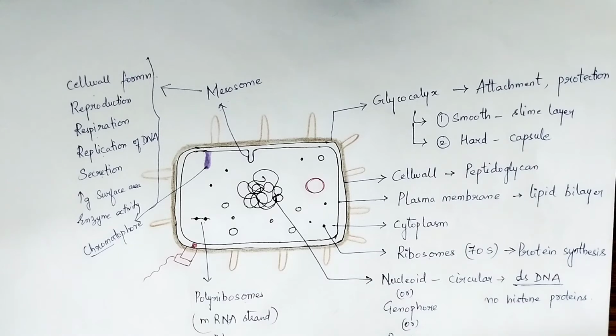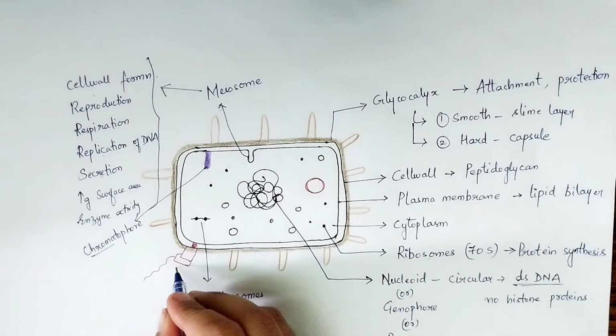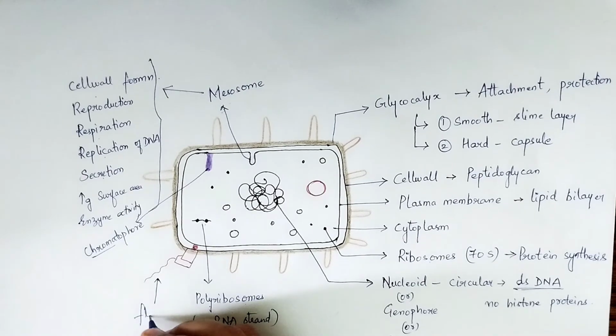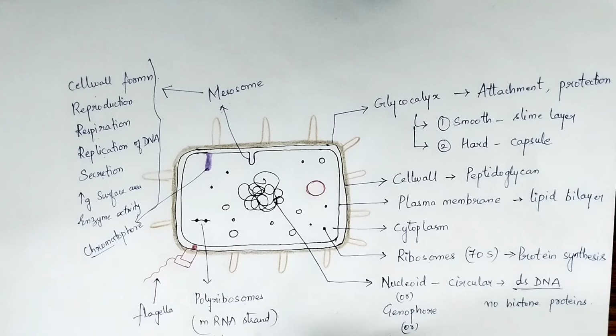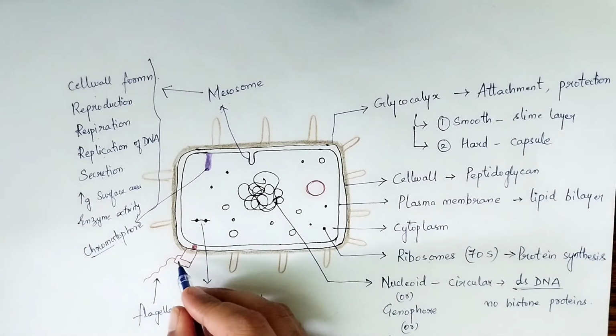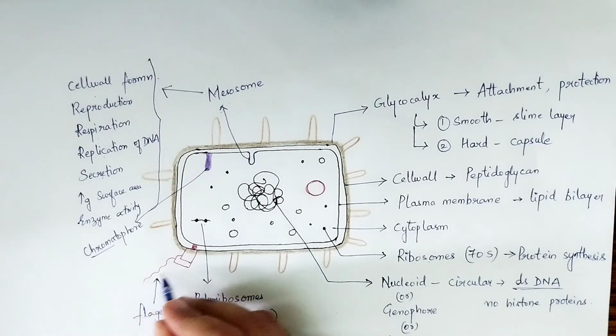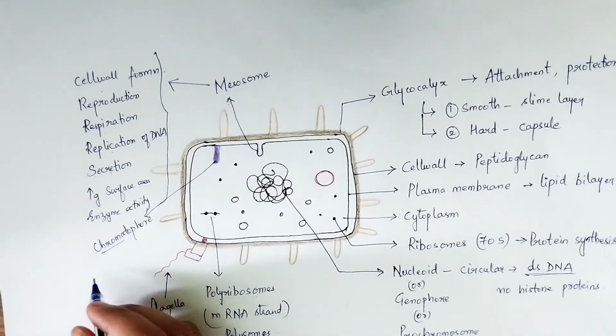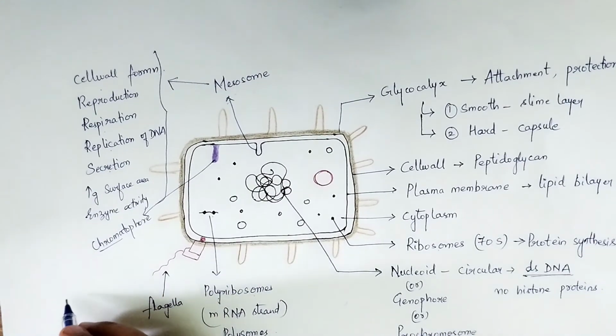Here we have one more. This is the flagella. Now here you can find the flagella. I haven't drawn the flagella as simple as here. This is a complicated structure. I'll draw one more part here, the flagella. As you can see, the flagella is a hook-like structure.